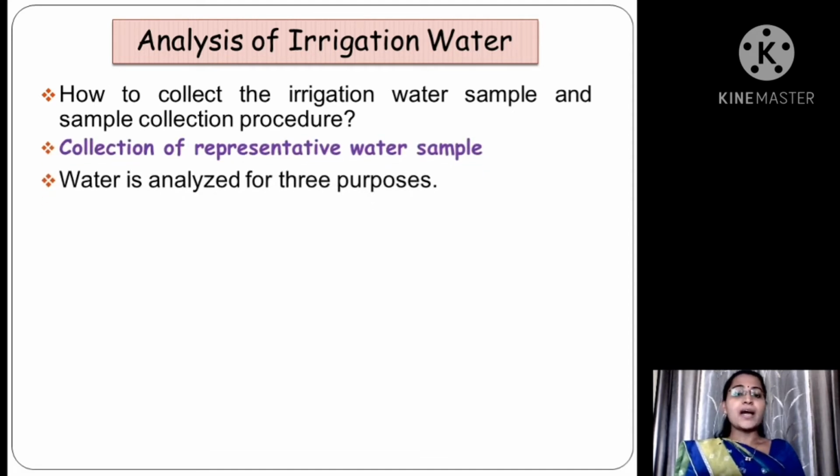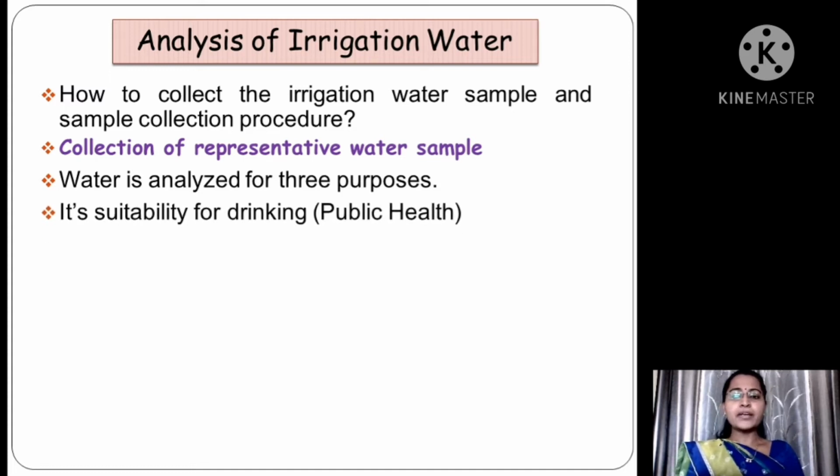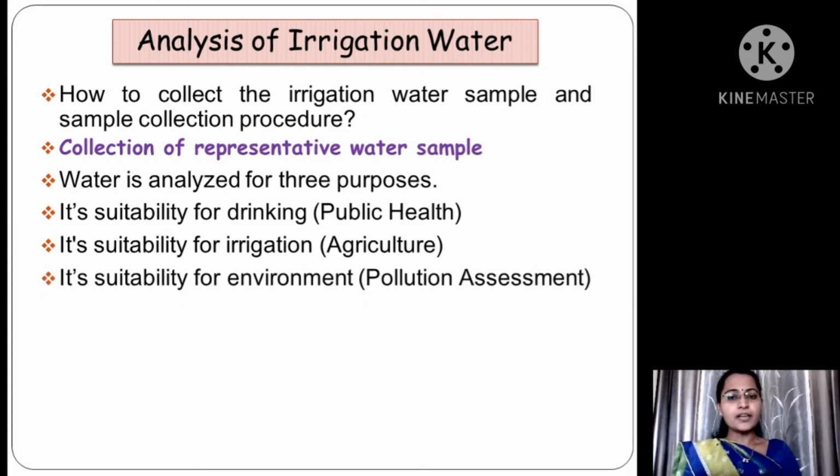Now, water is analyzed for three purposes. First, we have to find out its suitability for drinking purposes as well as for public health concern. Second purpose is to find out its suitability for irrigation. That means it is used for agricultural purposes. And third purpose is we have to find out its suitability for environment. And here we consider the pollution assessment.